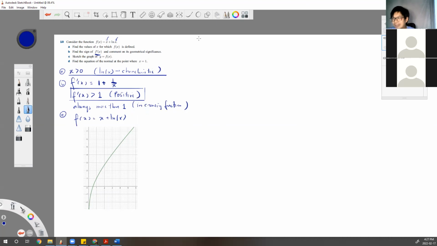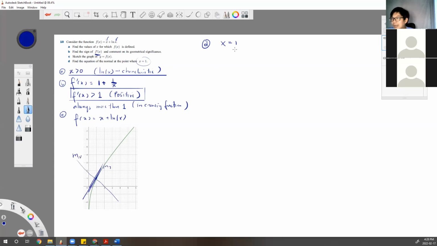D, okay, find the normal. So for D, you have to find the gradient of the tangent first. We already have the gradient equation here, right? 1 plus 1 over x, where x equals 1. Let me do the x first. So x equals 1, right? When x equals 1, actually it has to be here. And then this is the equation of the tangent, and the normal will be like this. But we never know the details unless we do the calculation. This is the gradient of the tangent, right? Okay, just make a rough sketch of the normal.